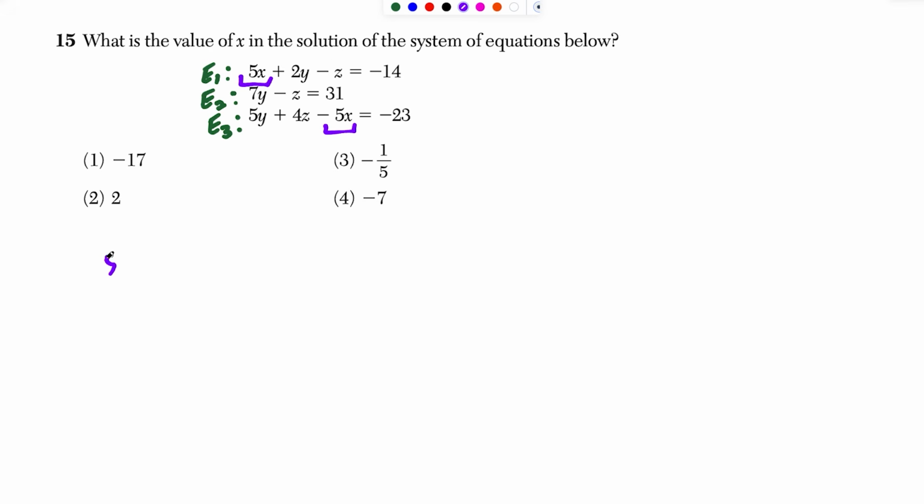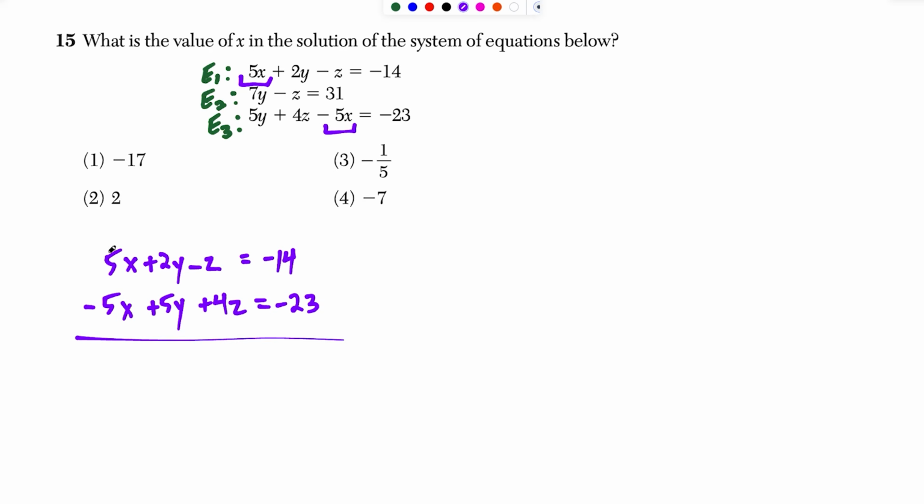So we're going to have 5x plus 2y minus z is equal to negative 14. And then I'm going to write the third equation, but I'm going to write it in order x, y, z. So we have minus 5x, and then we have a 5y, we have a 4z, and it's all equal to minus 23. So now I'll add these, and we could just combine like terms now. So these terms cancel. We have 2 plus 5 is 7, and we tack on the y. Minus z plus 4z is plus 3, and we tack on the z, and then this gives us negative 37.